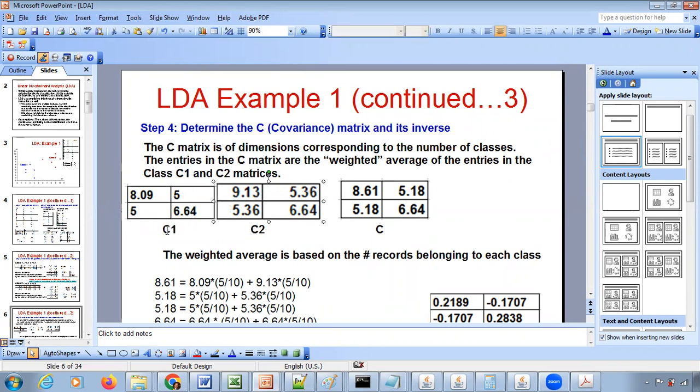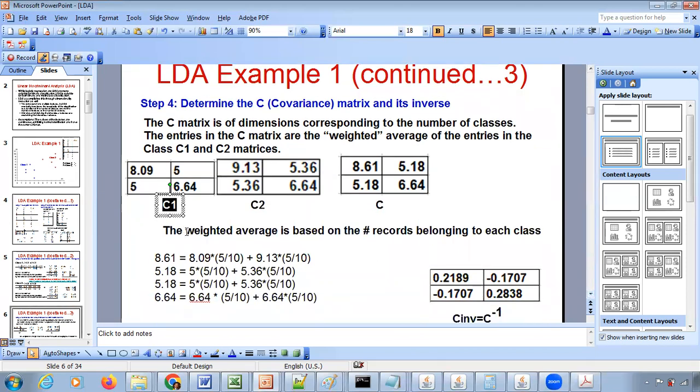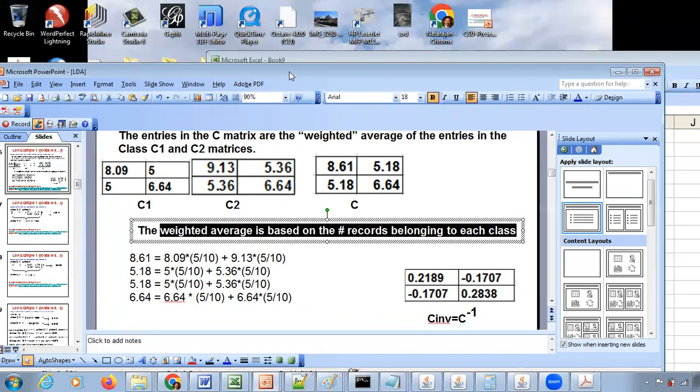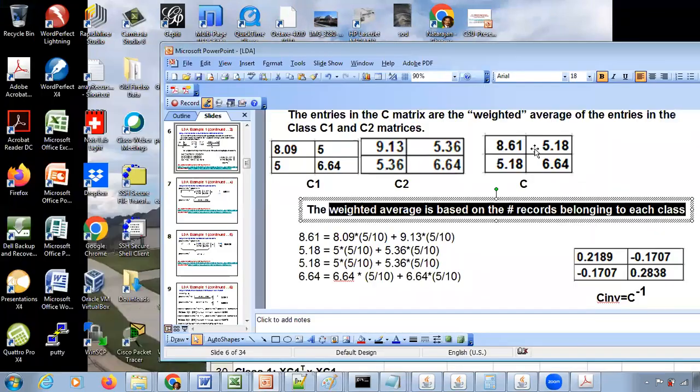So we call that the covariance matrix of individual classes. And then what we do is determine a weighted average of the entries based on the number of records belonging to each class. So we need to determine the covariance matrix.